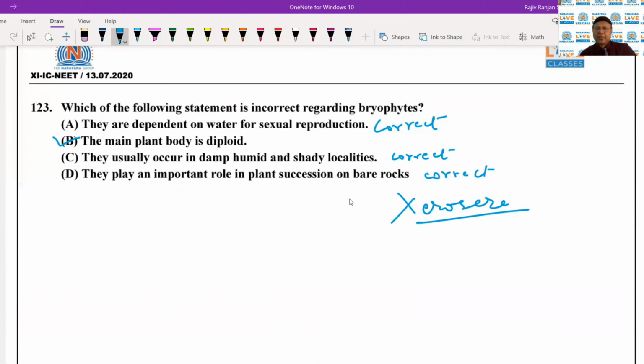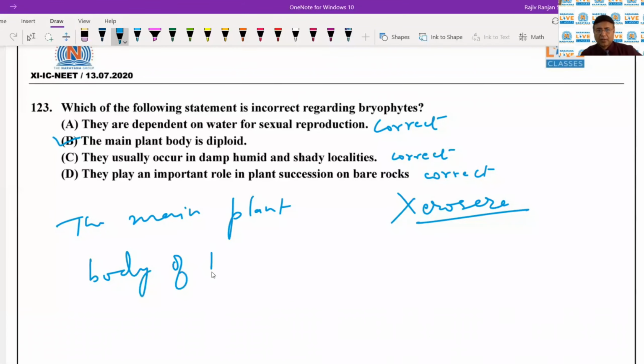The bryophytes play an important role, and this is why this statement is correct. The statement that the main plant body is diploid is incorrect, because the main plant body of bryophytes is the haploid gametophyte.